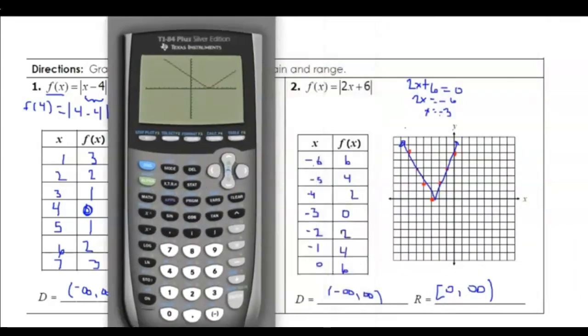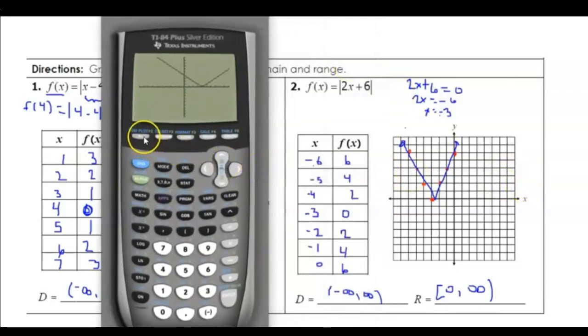Let me check my other function and just make sure I did good graphing this function. So I'll go back to y equals. I'm going to clear out this graph. I'll hit math, go over to num, click enter, and then I'll type in my absolute value. I got 2x plus 6. And then I'll leave that and I'll hit graph. When I hit graph, I'm looking and it looks like I did a great job. Yep. Looks pretty solid, doesn't it?